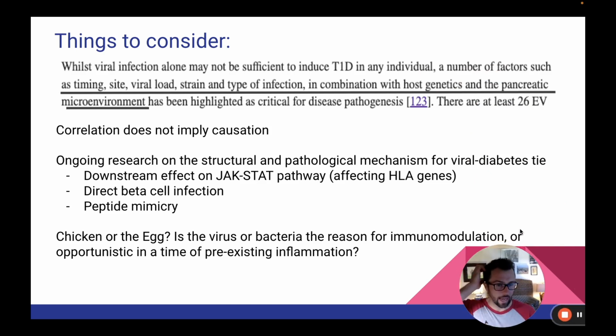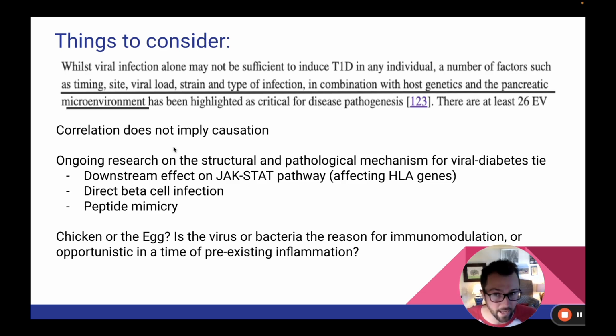So when you look at the diabetes viral connection, there are things you have to consider, right? So this is from the paper we just talked about, the seasonality of diabetes. So whilst viral infection alone may not be sufficient to induce type 1 diabetes in any individual, a number of factors such as timing, the site, viral load, strain, and type of infection in combination with host genetics and the pancreatic microenvironment has been highlighted as critical for disease pathogenesis.